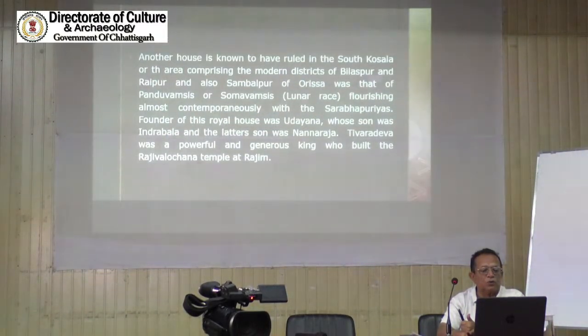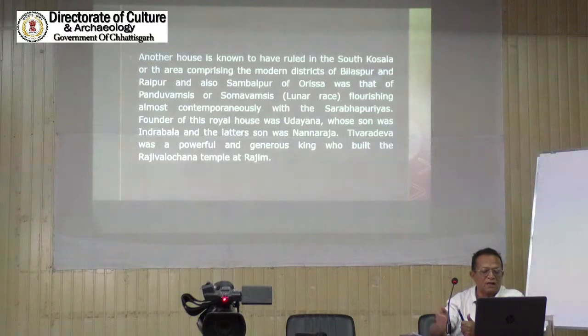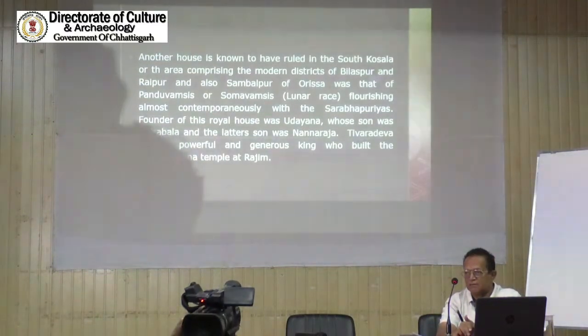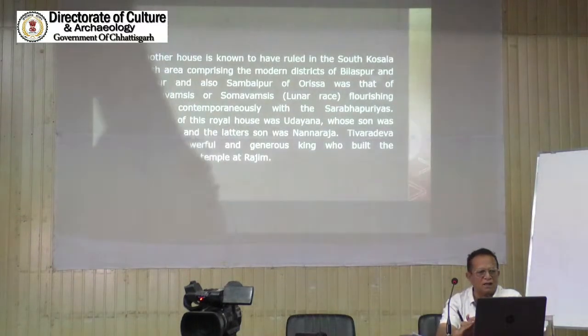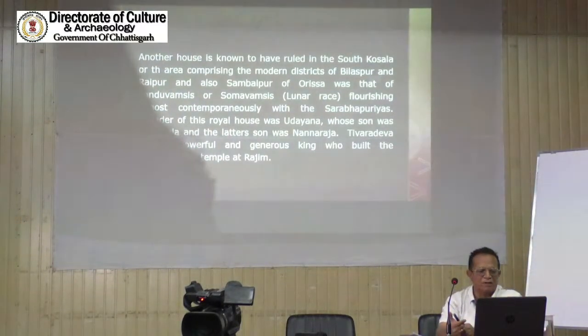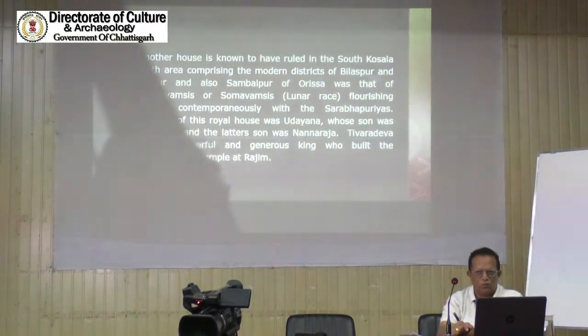Another house is known through South Kosala, Sambalpur. See, we have a connection with Orissa. Somavamshis also, partly here and connected to that region also. Nannaraja and other Sharabhapuriyas, Indrabala have gone into it, and Tivaradeva was a very powerful and generous king, and all of you might have definitely visited this Rajiv Lochan temple at Rajim. The very last time when I visited, I had the fortune of visiting the temple. I think it has some good inscriptions too, that temple, Rajim. And Tivaradeva constructed this temple.